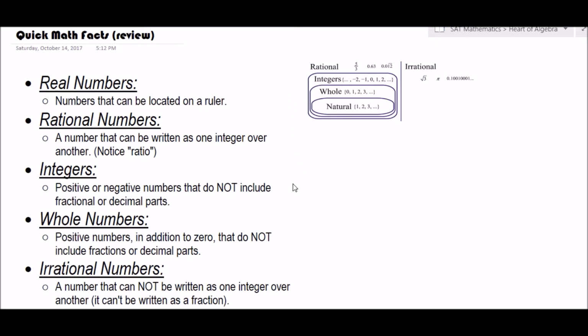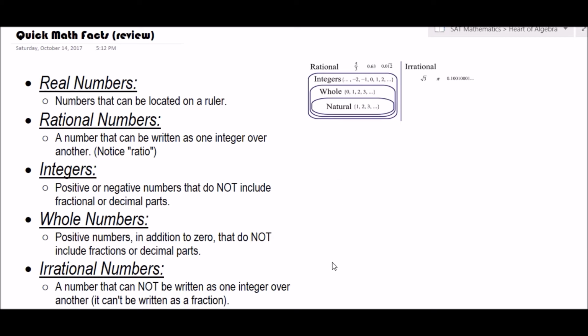Next, we'll talk about integers. Integers are positive or negative numbers that do not include fractional or decimal parts. An example of integers are -2, -1, 0, 1, 2, and so on. Now whole numbers are positive numbers in addition to 0 that do not include fractions or decimals. So for example, 0, 1, 2, 3, and so on are whole numbers.